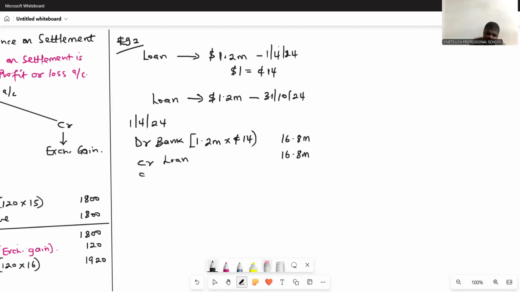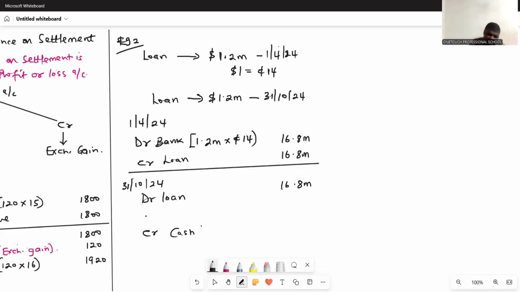16.8 million. But now the loan has been repaid in full. So the loan amount will go. So on 31st October, we debit the loan amount of 16.8 million. Then when we were paying the cash, at that time, the rate was, let's say, 15.25.